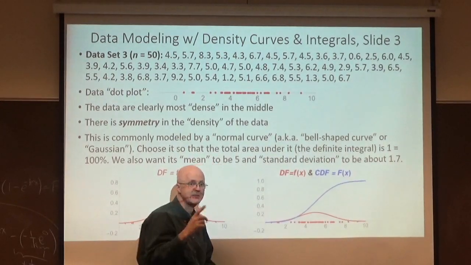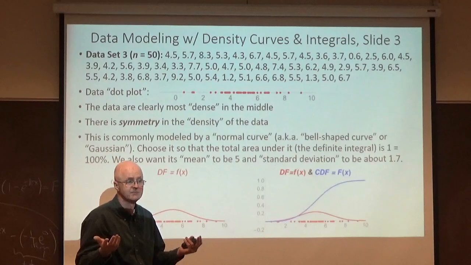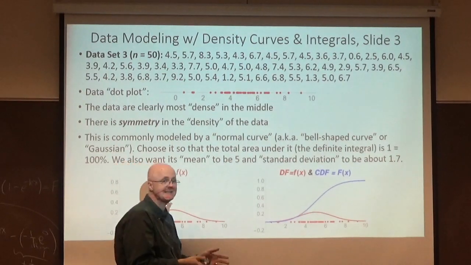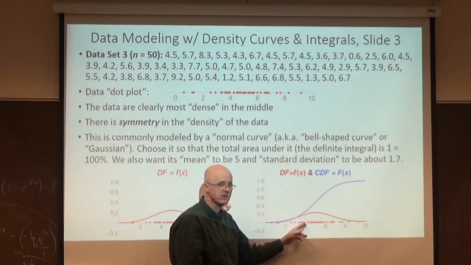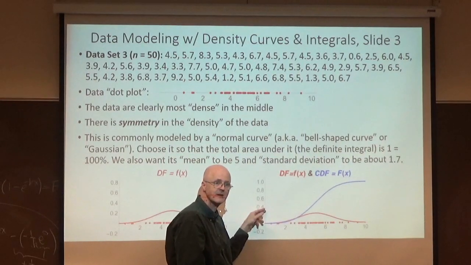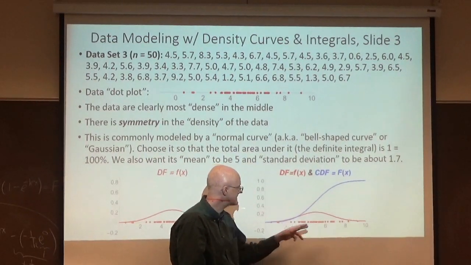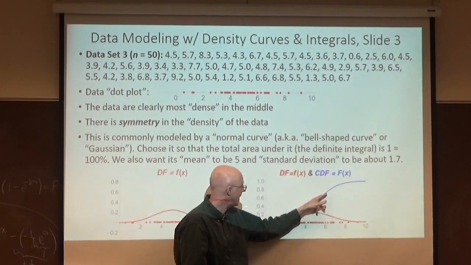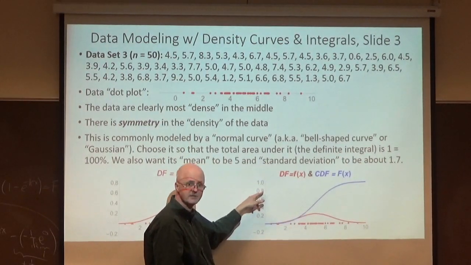By the way, these percents can be thought about as probabilities as well. The probability that the next data point is less than 4 is going to be about 30%. The probability that the next data point that I gathered is less than 6 will be about 75%.